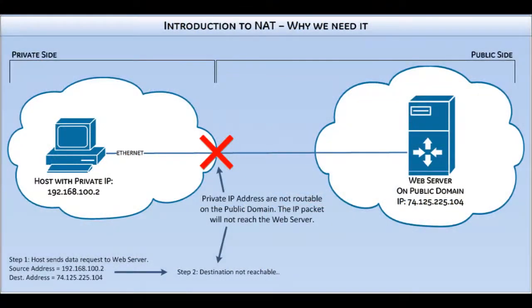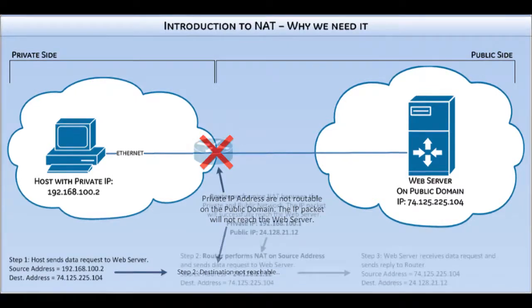The most common use case for NAT is when a host with a private IP address wants access to the public internet. A class A, B, or C private IP address is not routable on the public domain. As pictured here, when the host requests data from the public web server, the request fails. In order for the host to access the web server, it needs to have its traffic routed and its source IP address modified by a routing device.